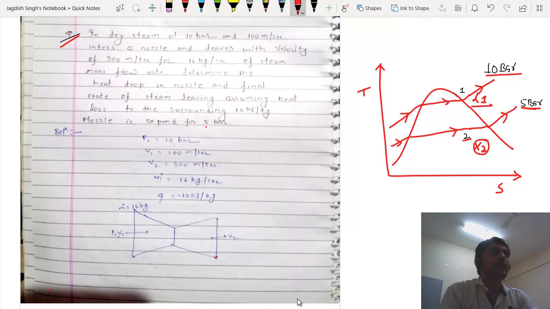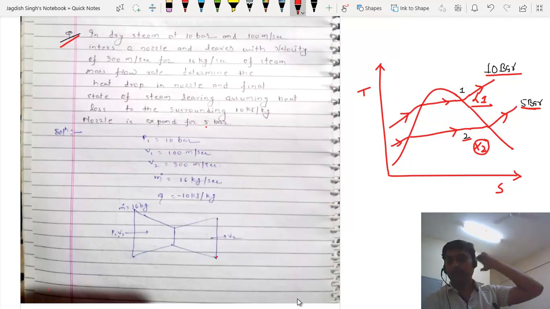Dry steam at 10 bar and 100 meter per second enters a nozzle and leaves with velocity of 300 meter per second for 60 kg per second of steam mass flow rate. Determine the heat drop in nozzle and final state of steam leaving, assuming heat loss to surrounding is 10 kilojoule per kg and it expands up to 5 bar. Okay, so this is the numerical. This is the problem.